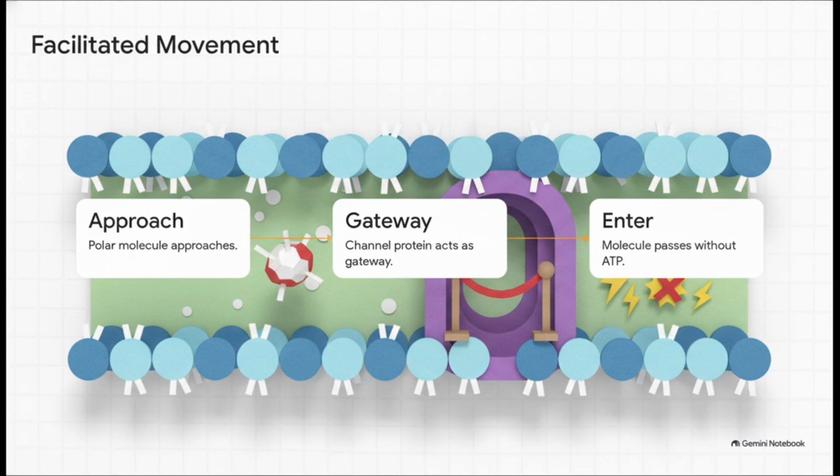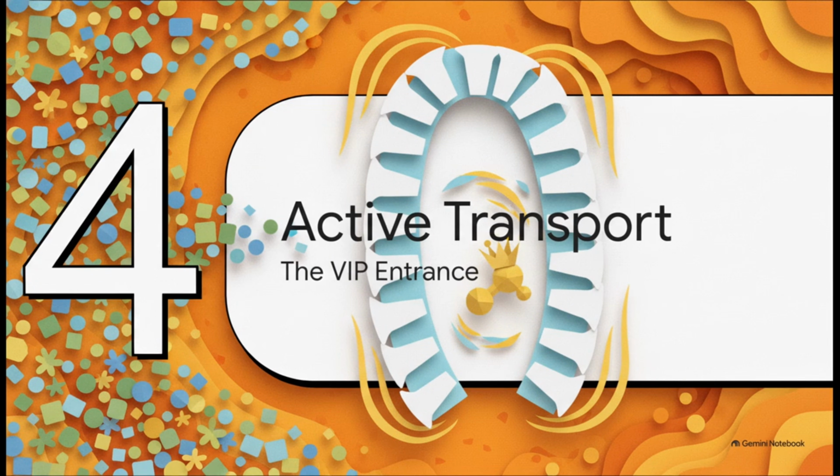A great example? Plant and animal cells use these critical channel proteins called aquaporins just to transport water efficiently. The guests still get in for free, meaning no ATP energy is spent by the cell, but they have to use these specific VIP doors instead of just walking right through the walls. Which brings us to Section 4, Active Transport, the VIP entrance.